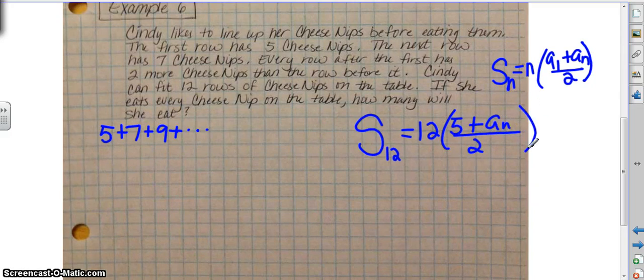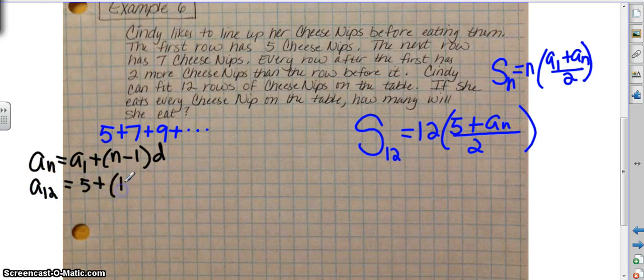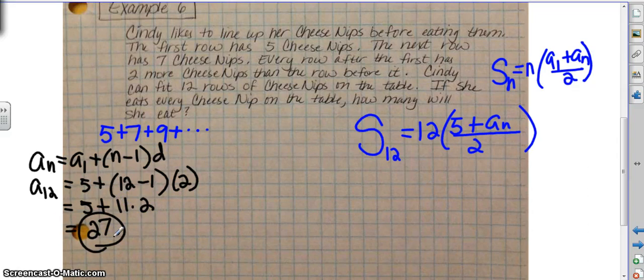So I'll have to figure out what A sub n is equal to. Now remember, the formula for A sub n is A sub 1 plus n minus 1 times d. So I'm looking for A sub 12. I'm looking for my last row of cheese nips. That would be 5 plus 12 minus 1 times my difference of 2. So that's 5 plus 11 times 2. 22 plus 5 is 27. So her last row of cheese nips has 27 cheese nips in it.